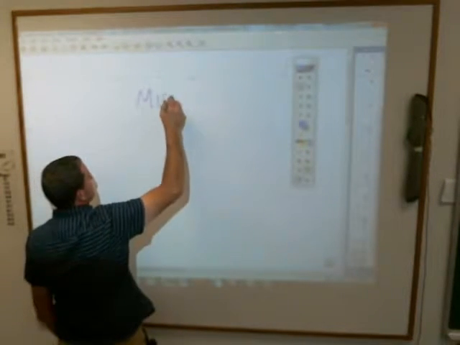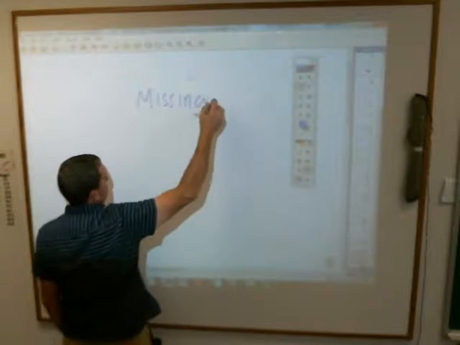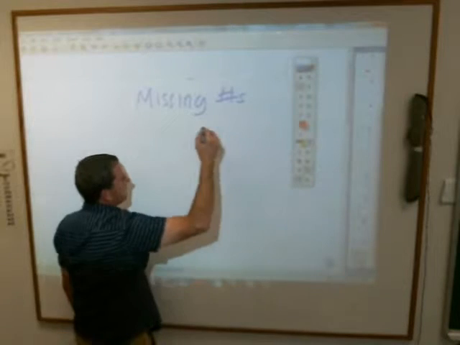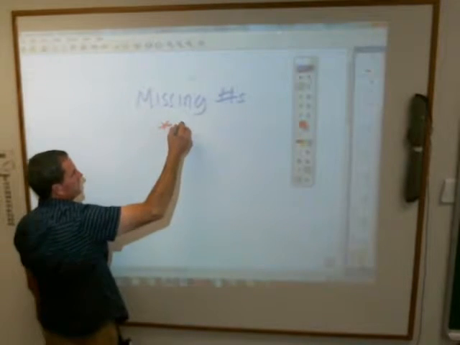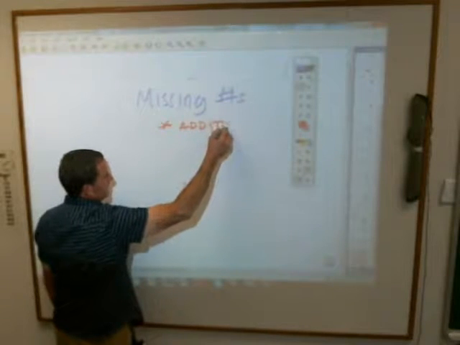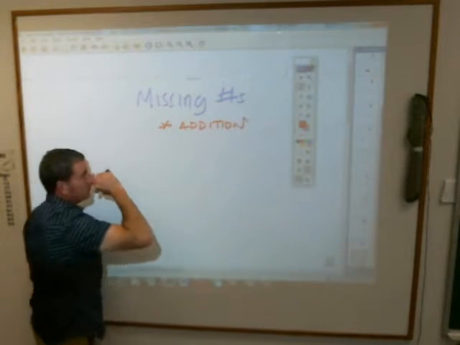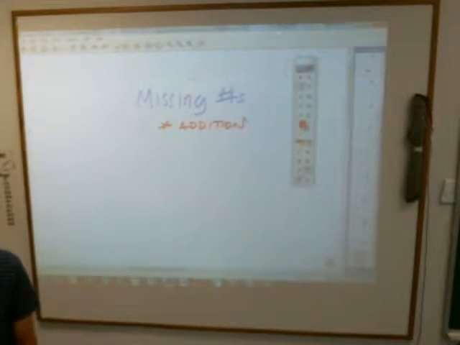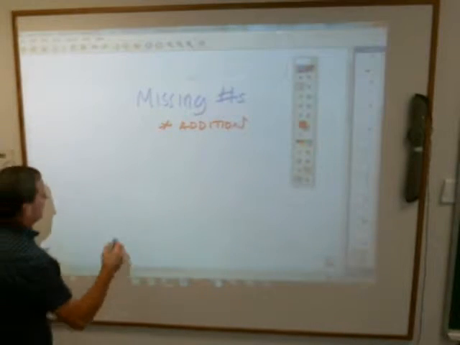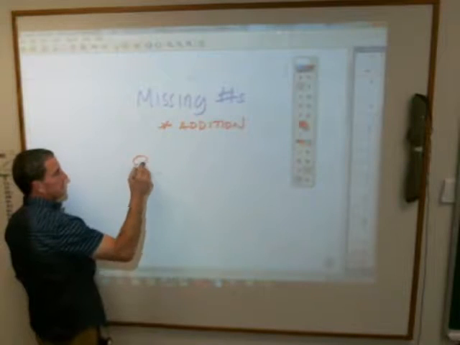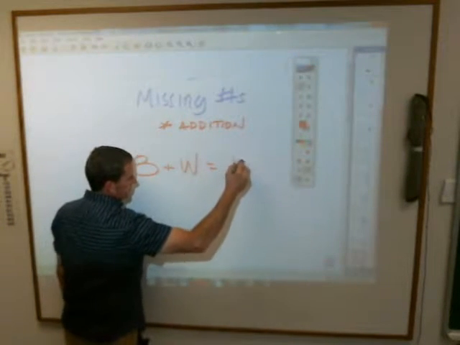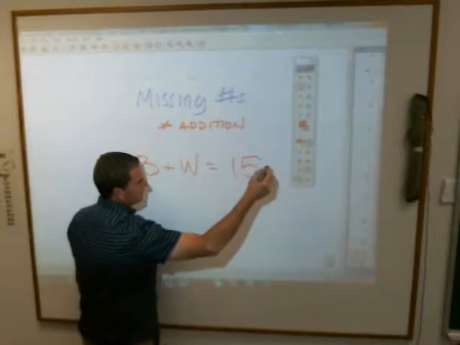Missing numbers. Or missing hashtags. And today specifically we are talking about missing them in addition problems. For example, here is our problem: 8 plus the letter W equals 15.